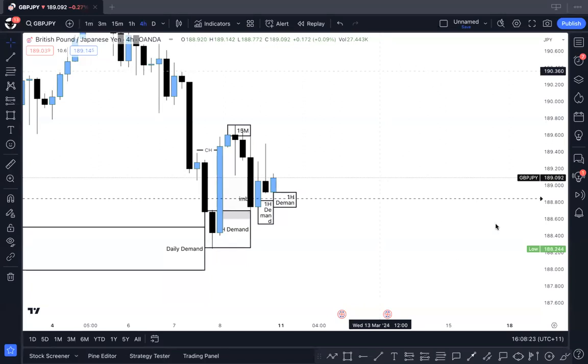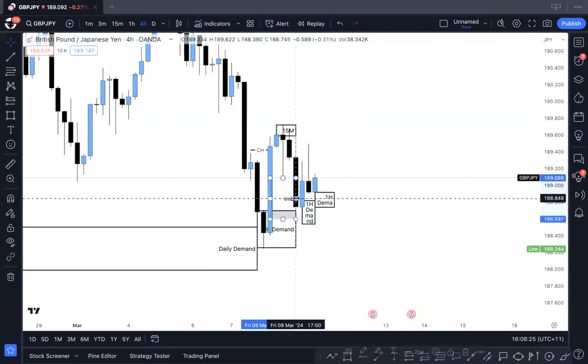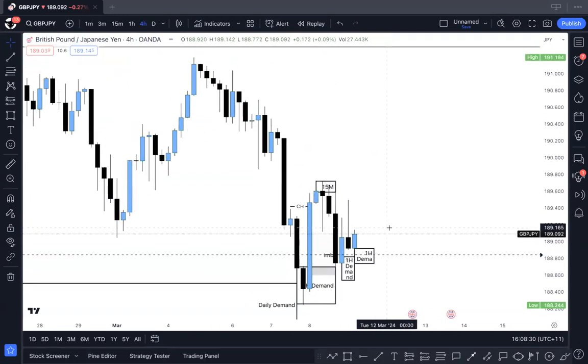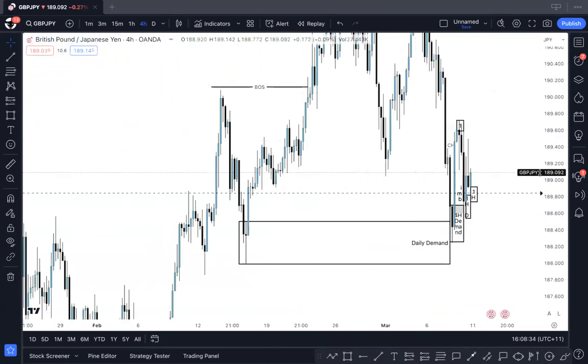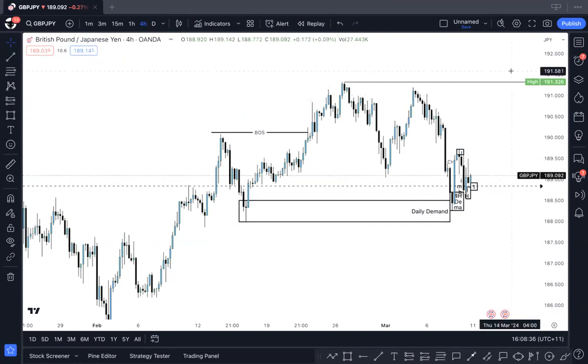I'll have it here. So basically, the main topic for today is we'll go through the trades we had, and then we'll talk about imbalance and liquidity, and then we'll have the forecast for the week that we're looking at.